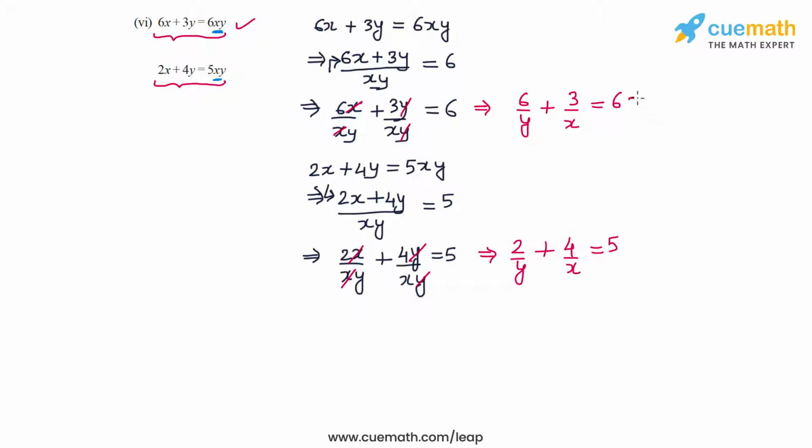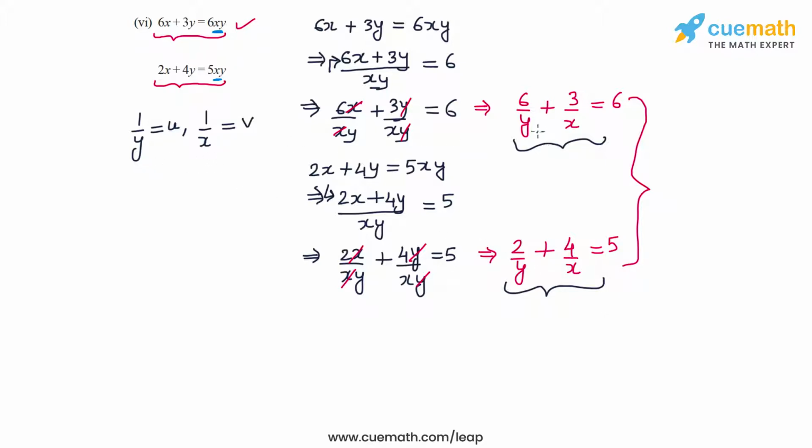So now we have this modified pair of equations in x and y, but they are still not linear equations. So what can we do now? Well, now what we can do is use the substitution 1 by y equal to u and 1 by x equal to v, because that will convert each of these equations to a linear equation in u and v.